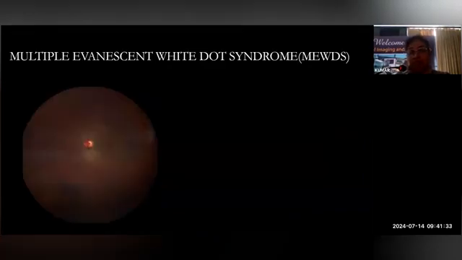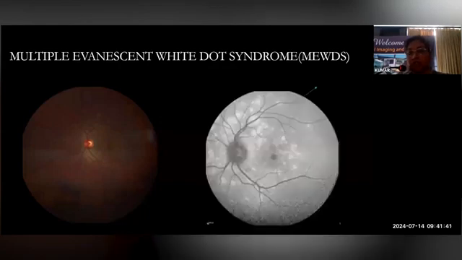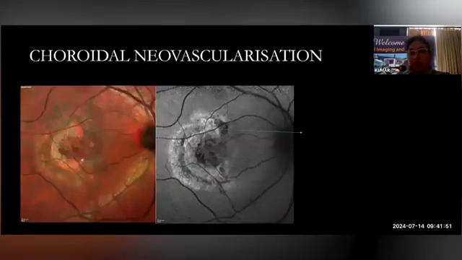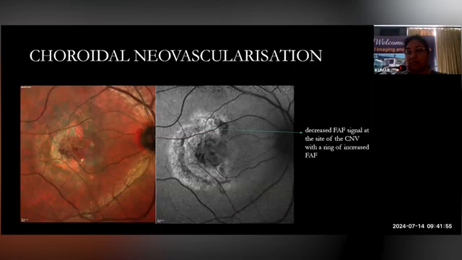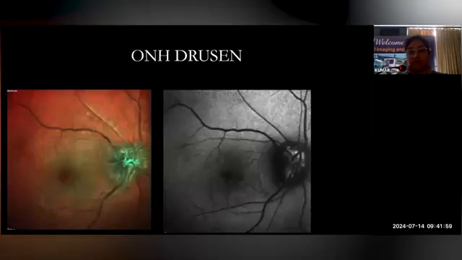In multiple evanescent white dot syndrome, if we look at the color picture, we are not able to clearly see the whitish dots. However, the fundus autofluorescence clearly delineates the hyper-AF corresponding to the white dots, which are seen much better compared to the color fundus or clinically. Choroidal neovascularization is seen as decreased fundus autofluorescence signal at the site of CNV, with a ring of increased FAF, which corresponds to the area of SRF.